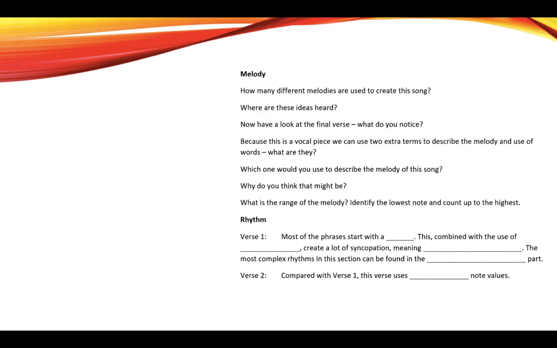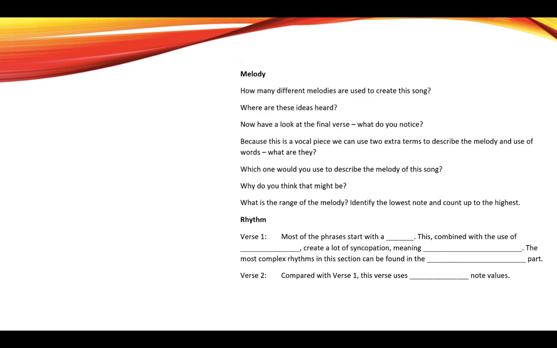Okay, next question. Now have a look at the final verse. What do you notice? So in the final verse, we have these 2 melodies combined. All right, so the vocal part will sing the second melody. The bass guitar, okay, that she's also playing, plays the first melody. So we've got those 2 melodies that have been heard individually throughout the song, now combined in the final verse.